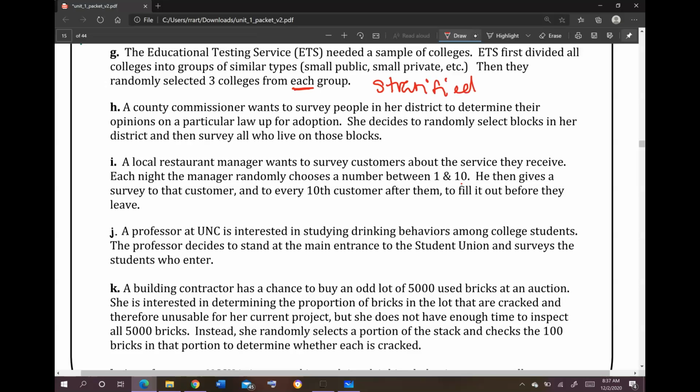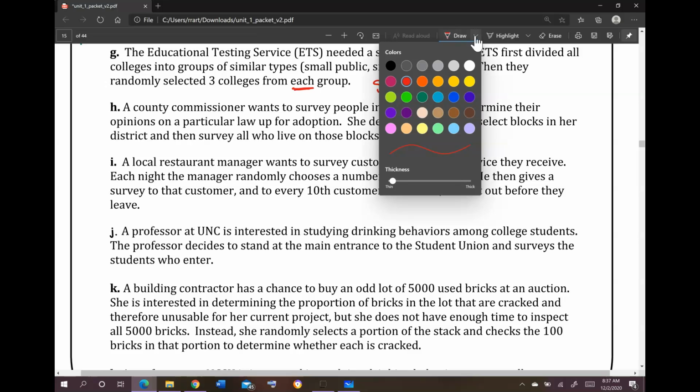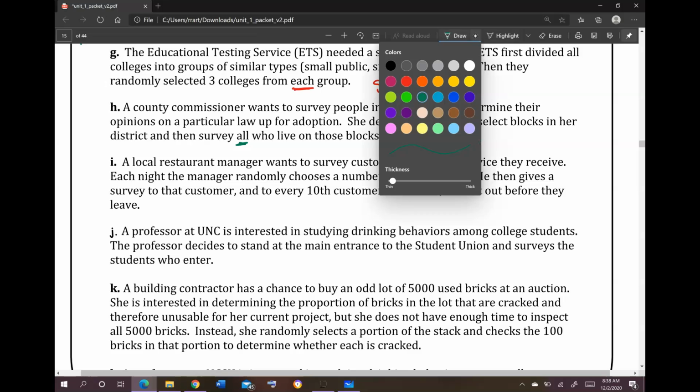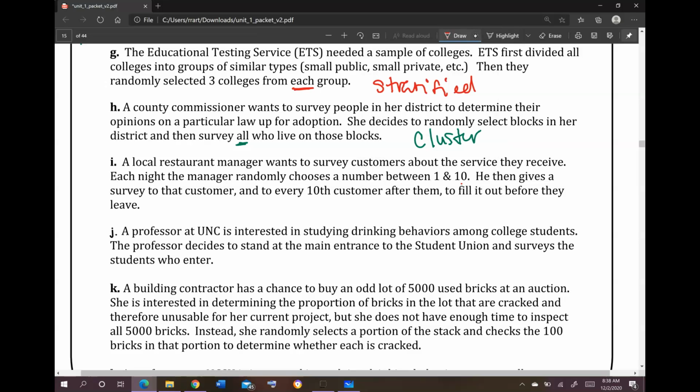All right. A county commissioner wants to survey people in her district to determine their opinions on a particular law for adoption. She decides to randomly select blocks in her district and then survey all who live on those blocks. Now, just because it says randomly does not mean it's random. She is looking at blocks in her district. Well, blocks are groups of houses, right? So she takes the blocks and then she surveys all who live on those blocks. All is cluster. You have to look out for that group, and groups are not just groups of people. Like a block's a group of houses.